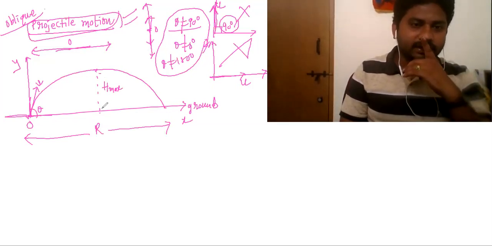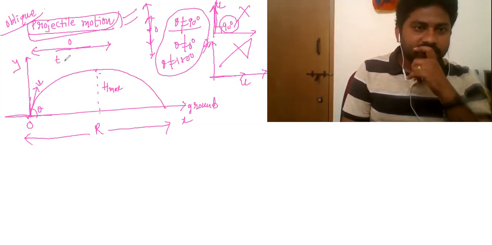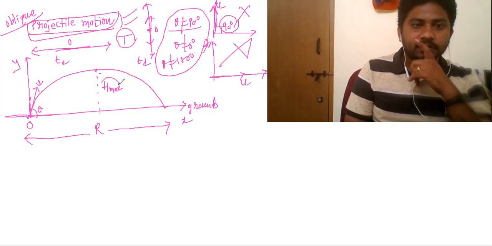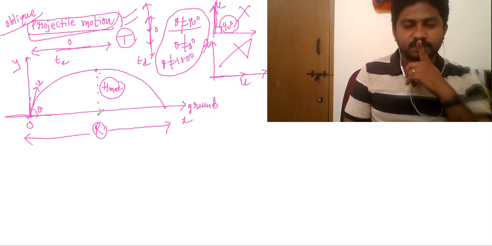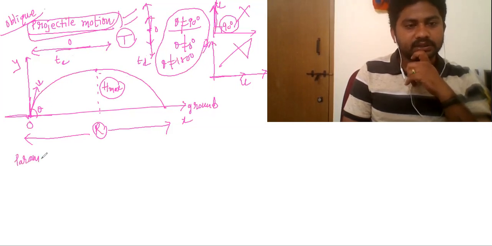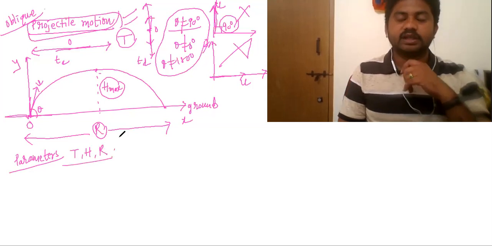This is the maximum height of the projectile and this is the range of the projectile. The time from zero to maximum height is called the time of ascent, and from maximum height back to the ground is called the time of descent. The total time is called the time of flight. Time of flight, maximum height and range of the projectile: these three things are very, very important. Those are the parameters to be discussed in projectile motion, my dear students.